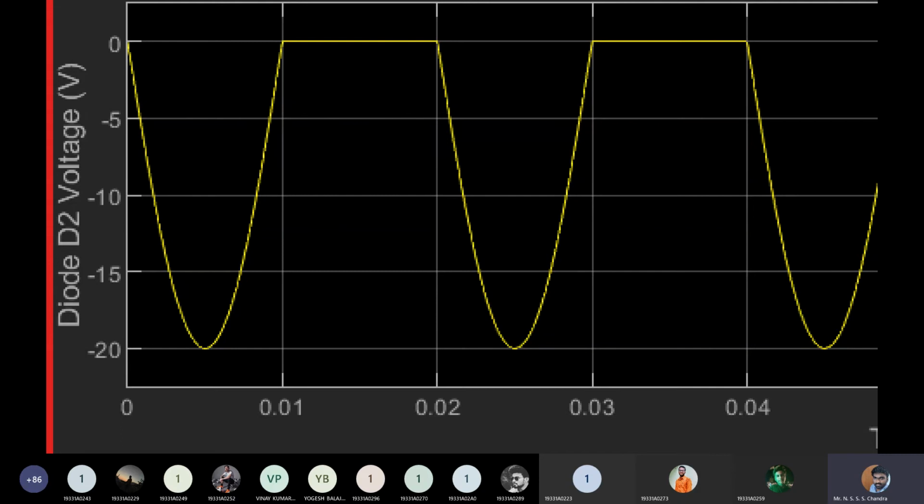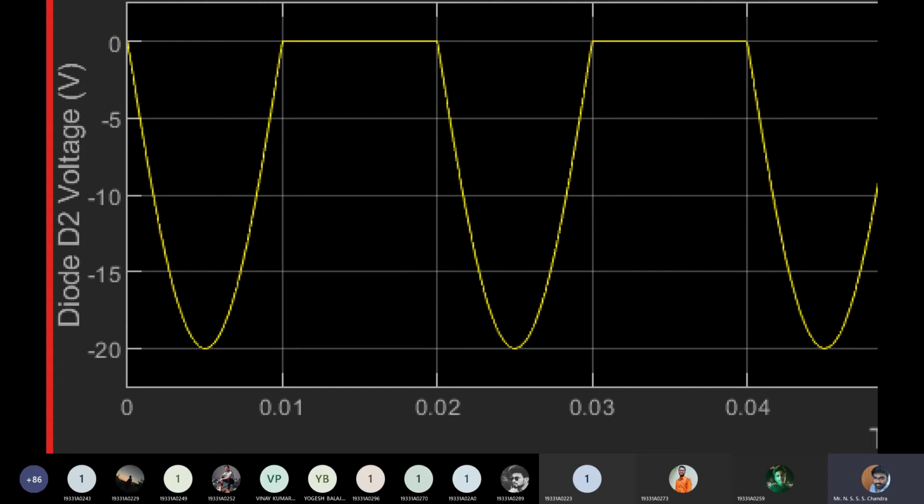And across this diode, you are observing a peak voltage of minus 20 volts. So what is the peak inverse voltage value for this diode? It is again 2 Vm. So for diodes connected in a full wave rectifier in center tapped transformer configuration, the peak inverse voltage is equal to 2 Vm. It is not equal to Vm.